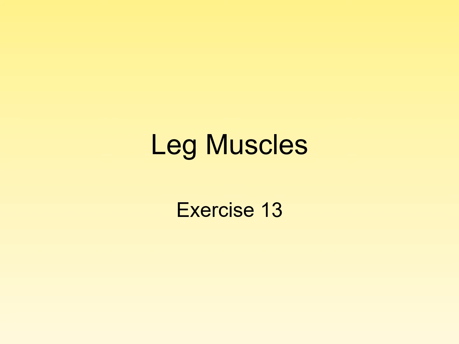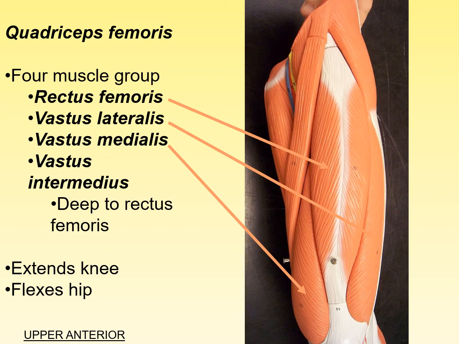This is exercise 13, now focused on the leg muscles. We're going to start at the top and move down. There are 4 muscle groups that are known as the quadriceps femoris. This includes the rectus femoris, vastus lateralis, vastus medialis, and vastus intermedius. The vastus intermedius is deep to the rectus femoris, so you cannot see it unless you remove that muscle. They're involved with extending the knee and flexing the hip.